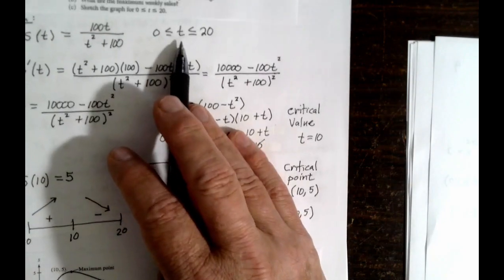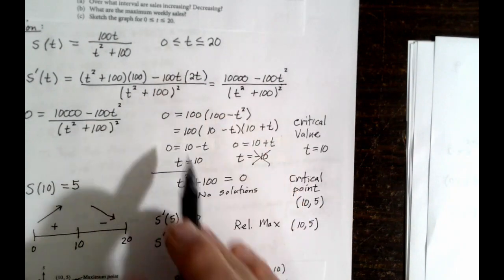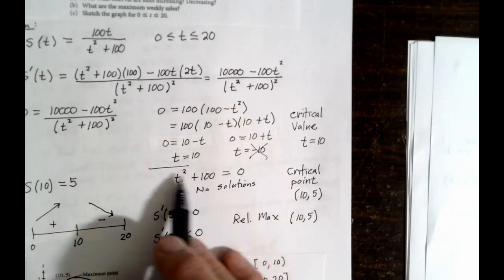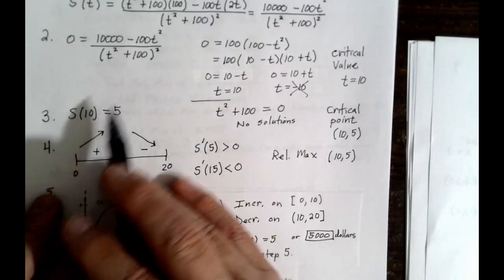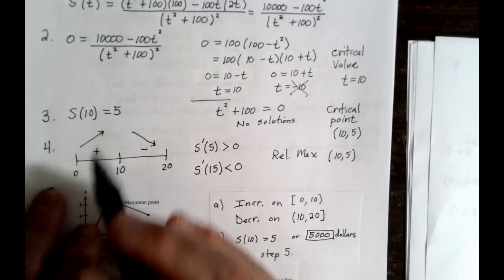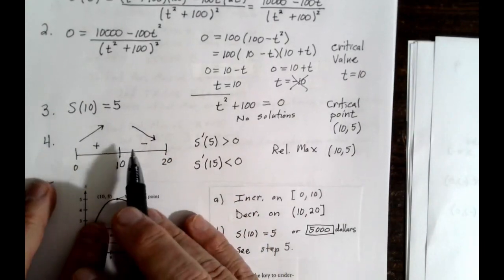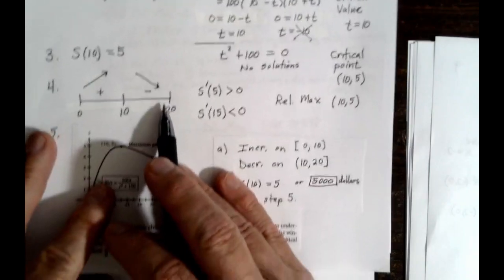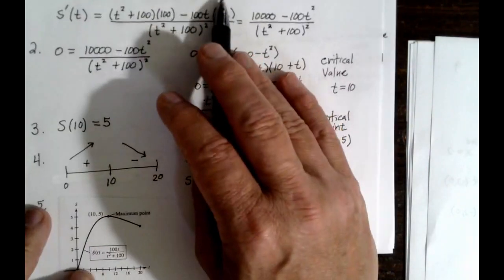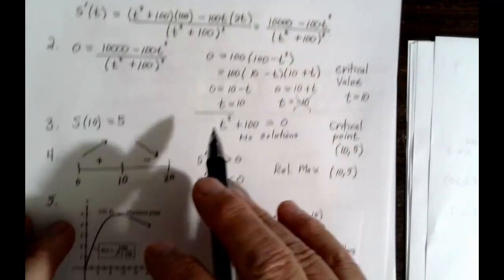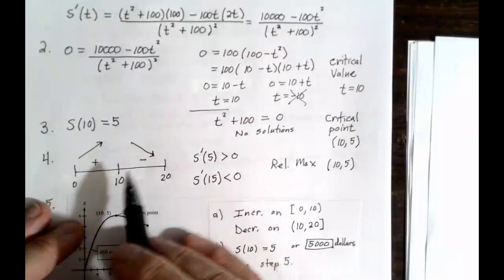But keep in mind, your problem says only from 0 to 20, so minus 10 is out. So 10 is your only critical number here. You plug 10 into the original function and you get 5, so (10, 5) is your critical point. And you divide up the number line. We only care from 0 to 20 because that's the domain for our function. So for 0 to 20, the only number that divides up that region is 10.